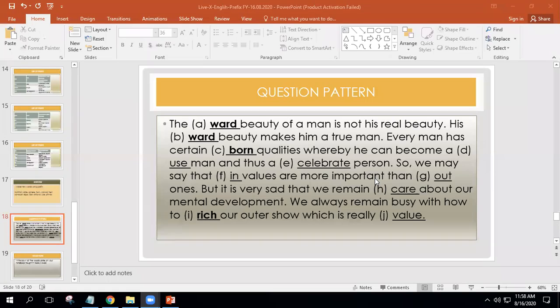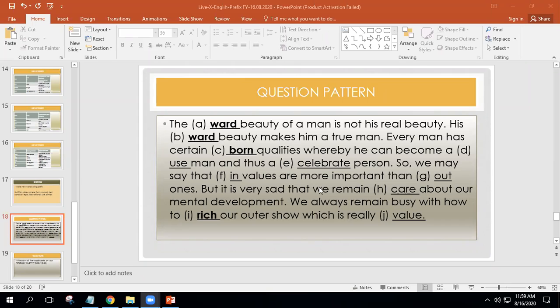Then, his dash word beauty makes him a true man. This is also outward beauty, ma'am. Outward beauty makes him a true man. No, ma'am. Inward beauty, but I don't think there is a word like inward. There is inward and outward. Okay. Inward beauty makes him a true man. I haven't heard the word inward before, ma'am. Okay, so now we have heard.